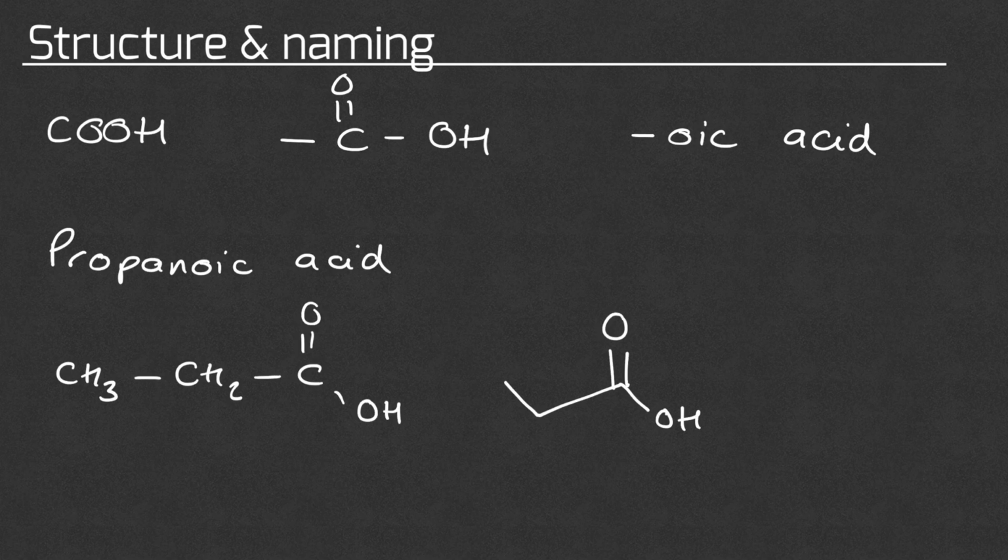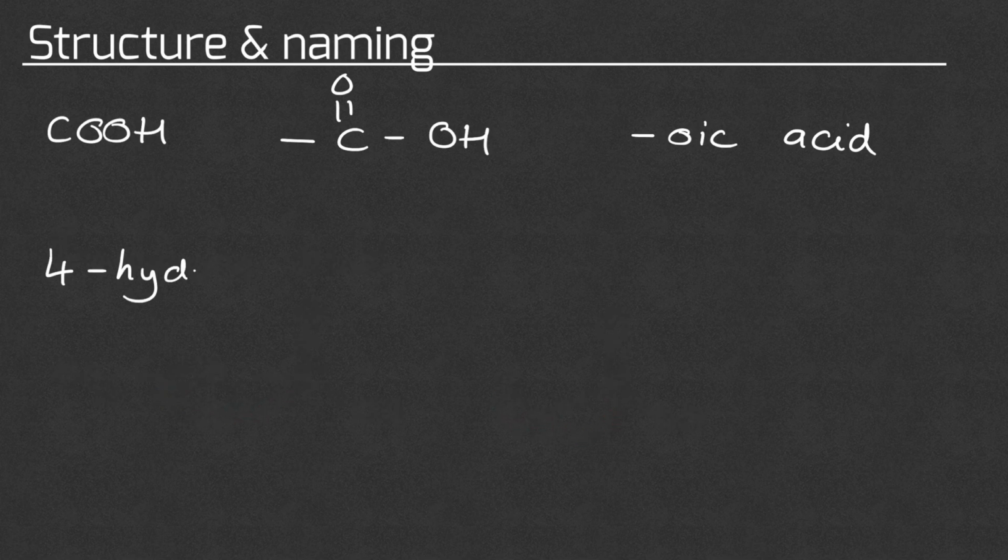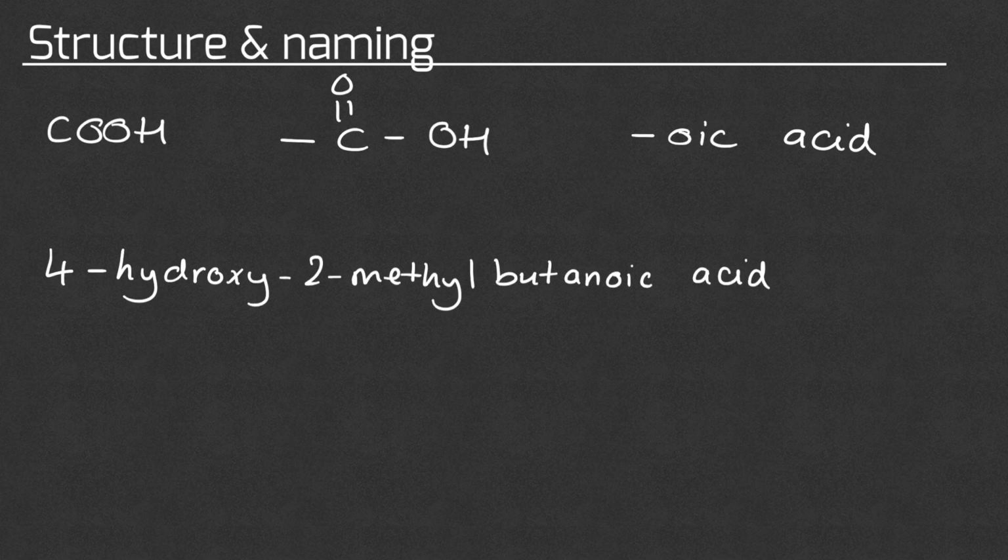So, for example, for propanoic acid, these would be 2 different ways to represent it, each of these having 3 carbons in the chain. You may be asked to draw or name some slightly more complicated carboxylic acids, for example, 4-hydroxy-2-methyl-butanoic acid.